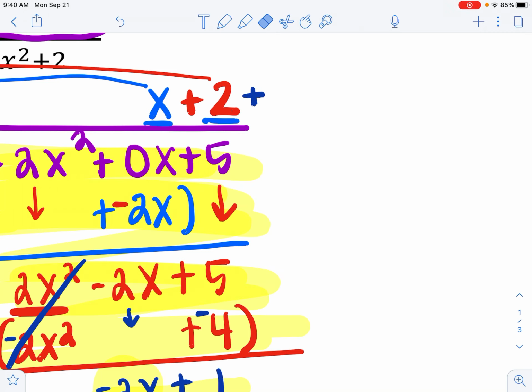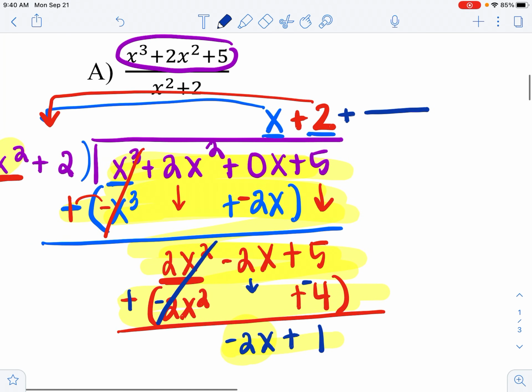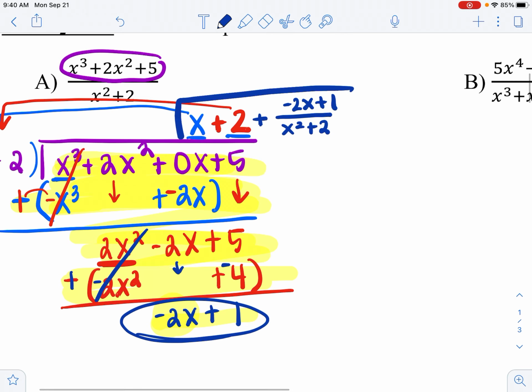You are then going to make a fraction. In your denominator, you're putting what you were dividing by, x squared plus 2. In your numerator, you're putting your remainder, negative 2x plus 1. So this is my answer right here, x plus 2 plus negative 2x plus 1.